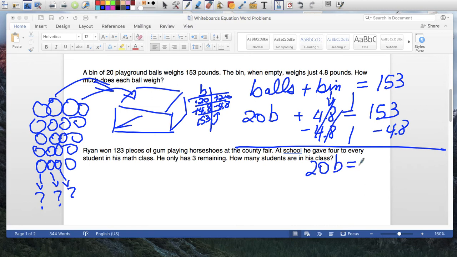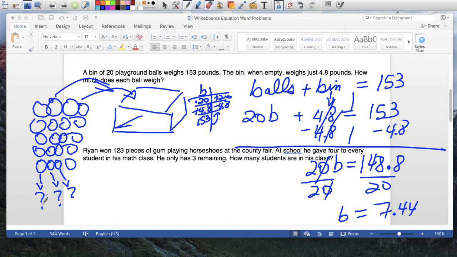I have 20 balls equals, and this is going to be 148.8. And we're going to now divide by 20. Divide by 20. And B equals... Alexa, what's 148.8 divided by 20? 148.8 divided by 20 equals 7.44. So each ball is 7.44 pounds, 20 times. So 7.44, 20 times, plus the bin equals 153 pounds.